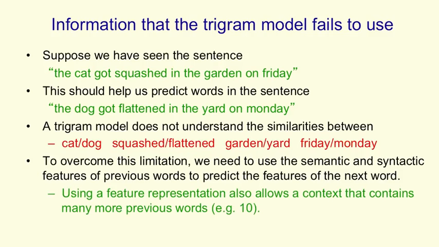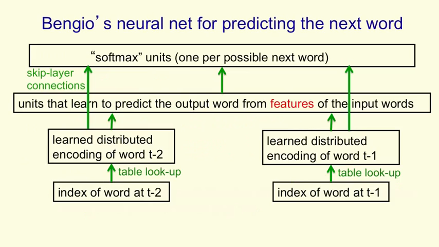Using a feature representation allows us to use much bigger contexts that contain many more words, for example 10 previous words. Yoshua Bengio pioneered this approach for language models, and his initial network for doing this looks rather familiar. It is actually very similar to the family trees network. It's just applied to a real problem and it's much bigger.